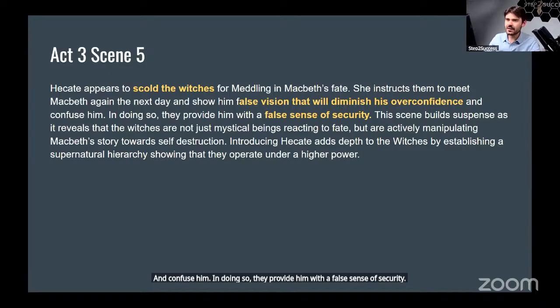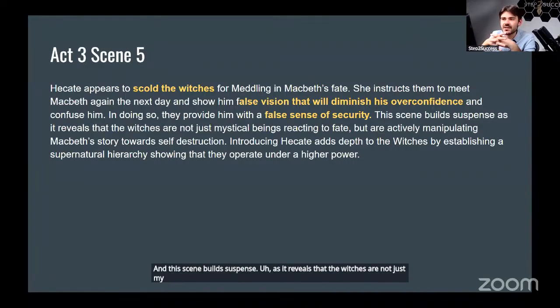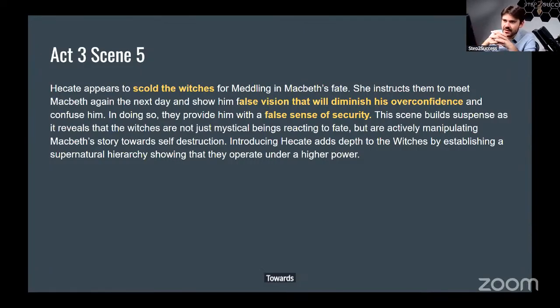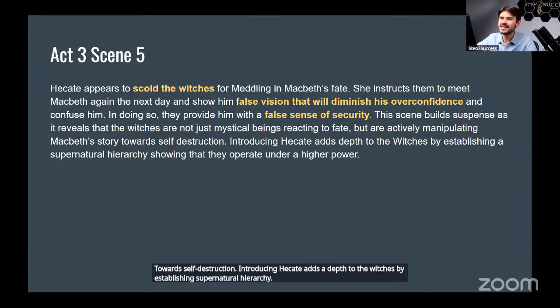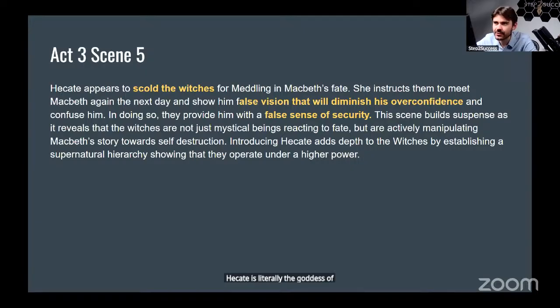And this scene builds suspense as it reveals that the witches are not just mystical beings reacting to fate, but they are actively manipulating Macbeth's story towards self-destruction. Introducing Hecate adds depth to the witches by establishing a supernatural hierarchy. Hecate is literally the goddess of witches and evil.